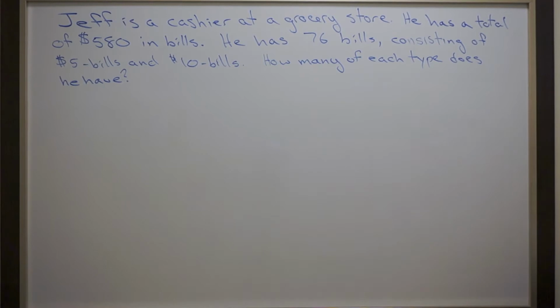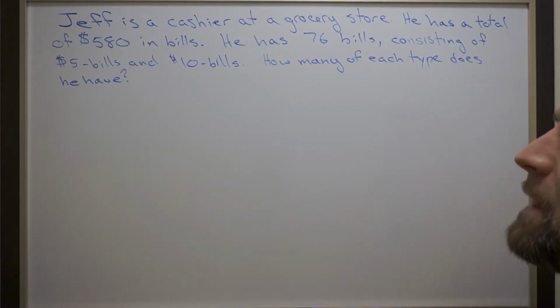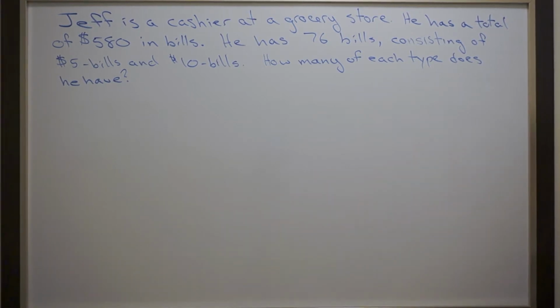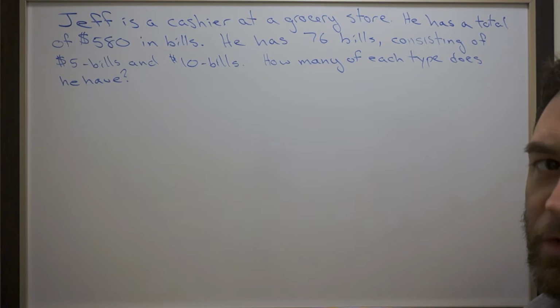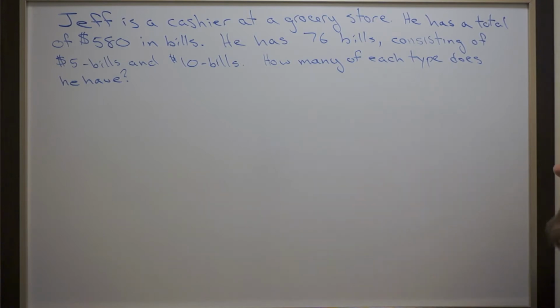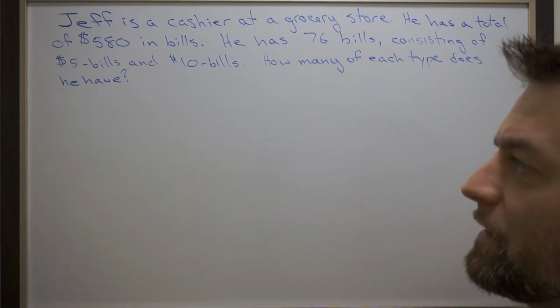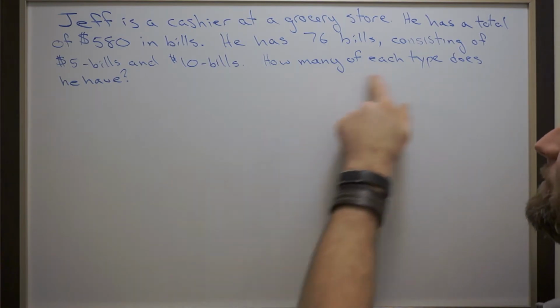So for our first example, we're just going to use a question similar to what we've been working with already. In this case, Jeff is a cashier at a grocery store. He has a total of $580 in bills. He has 76 bills consisting of $5 bills and $10 bills. How many of each type does he have?